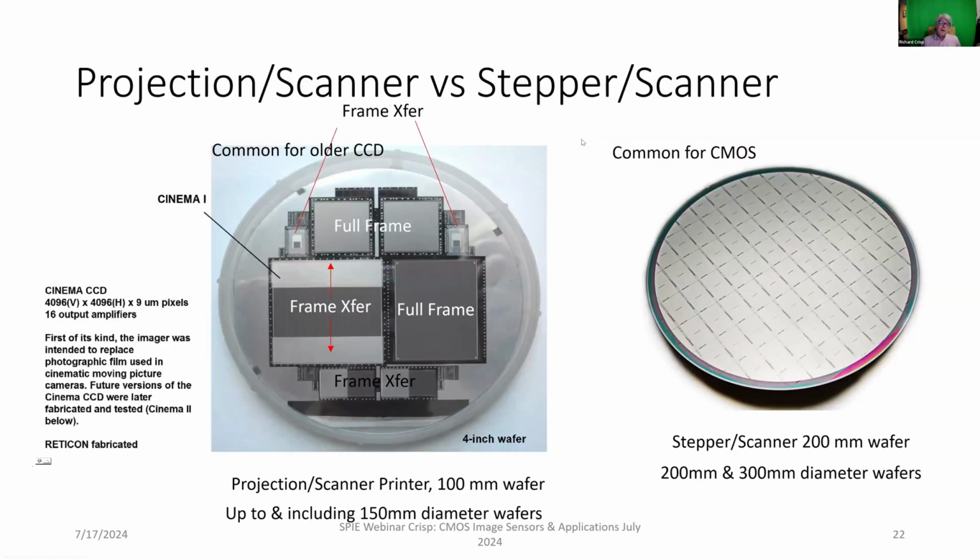Just to give you an idea of the difference in the lithography, in the older days, on the left hand side, you see a 4-inch wafer with a bunch of different image sensors on it. That's possible with that type of photolithography because when they do the masking, the entire wafer is exposed with a single flash. With a stepper, though, they step and repeat the reticle across the wafer. So you can't really easily put different designs on the same wafer like you could in the projection printer days.